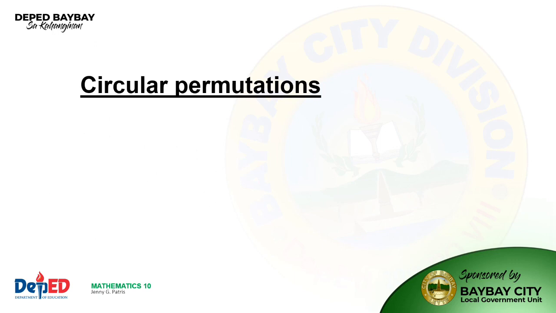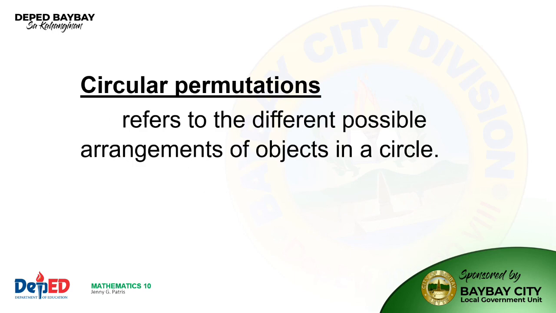The last important term is the circular permutations. It refers to the different possible arrangements of objects in a circle. The number of permutations P of n objects around a circle is given by P equals the quantity of n minus 1 factorial.